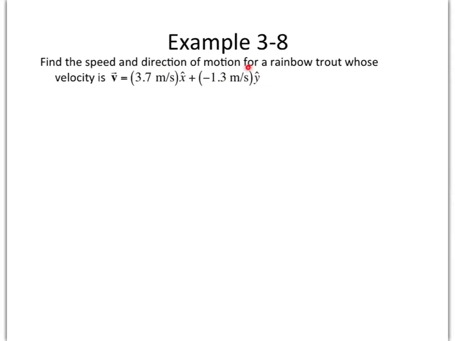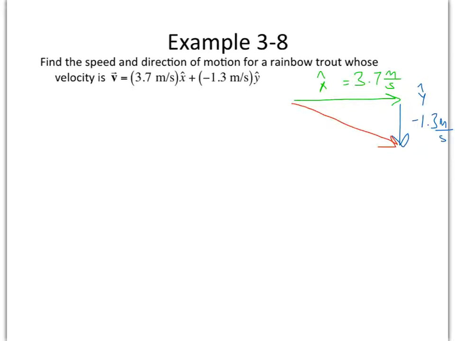So that means that it has an x component of 3.7 meters per second. So I might say the x hat equals 3.7 meters per second, and it has a negative 1.3 y component. So we go down like this, negative 1.3 meters per second, and that's our y hat value right there. And that means the actual direction of motion is going to be like that. So that's going to be our velocity vector v.